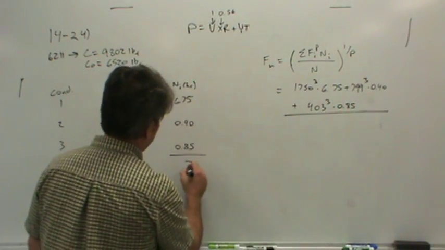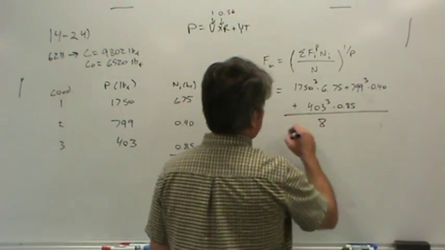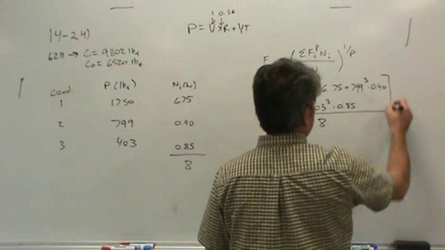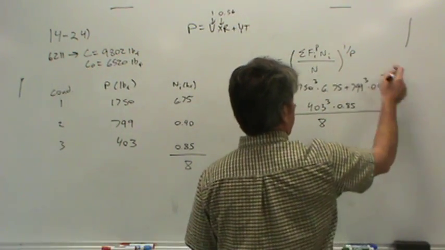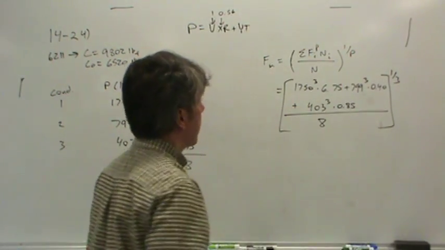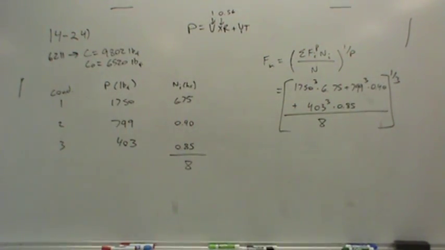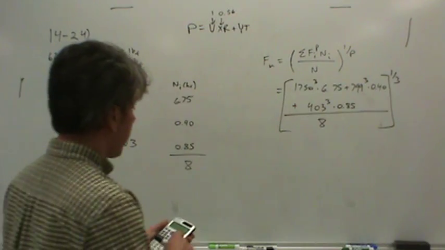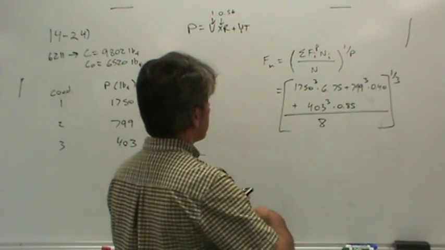Well, if you add all these up, what you find is that it's 8 hours. So just divide it by 8. And all of this then is raised to the 1/3 power. This P is the same as that P. All right, so let me plug this into my calculator and see what we get.